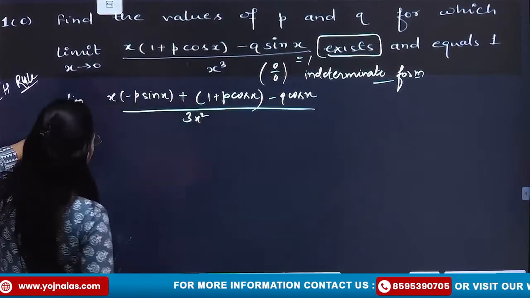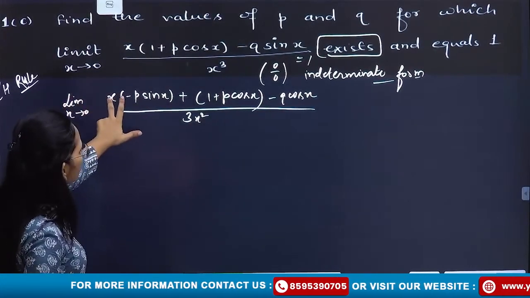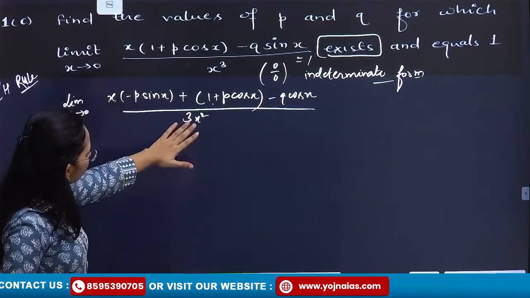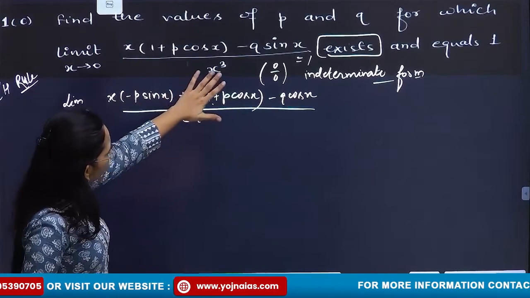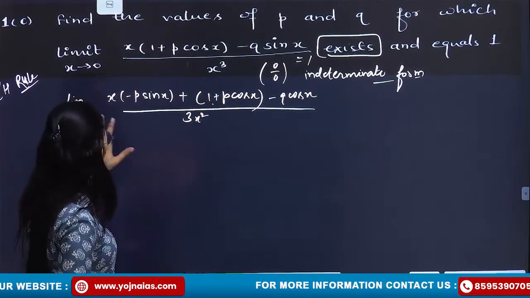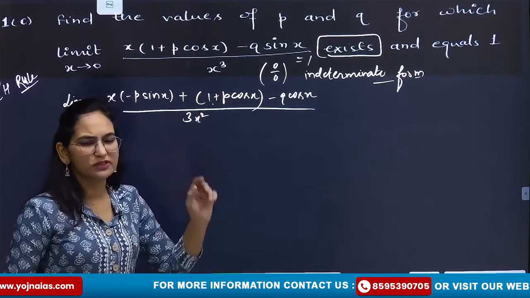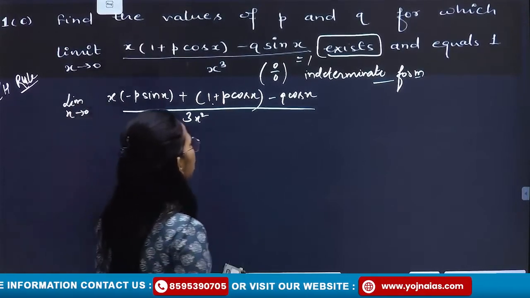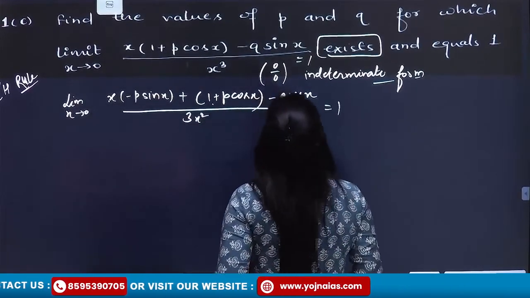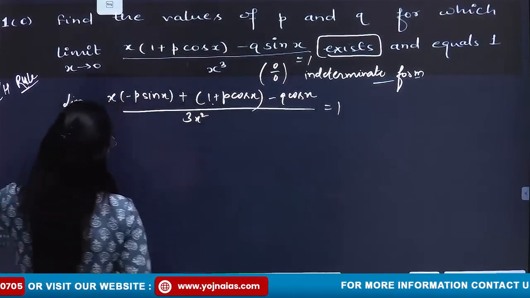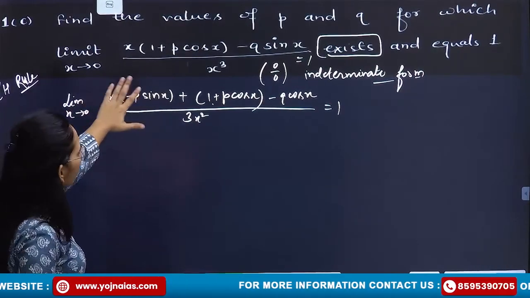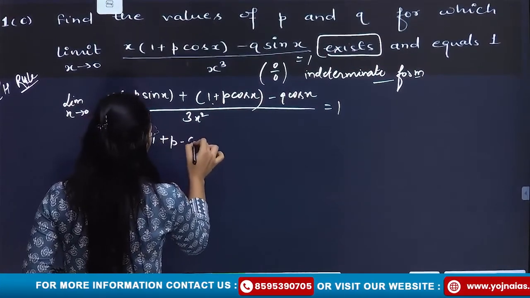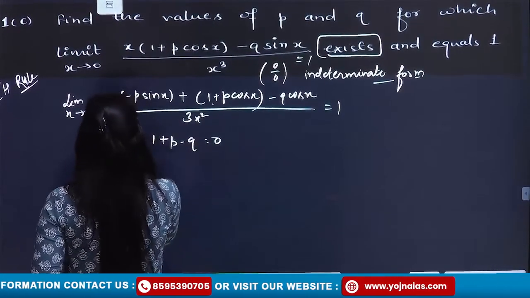If we put x equal to 0 again, the numerator is going to be 1 plus p minus q, and the denominator is 3x squared. If we don't have the upper portion equal to 0, then your value would be infinity, but the limit exists and they said it is equal to 1. So our only choice is that the upper portion should be equal to 0. What does that mean? That means 1 plus p minus q is equal to 0 at x equal to 0.